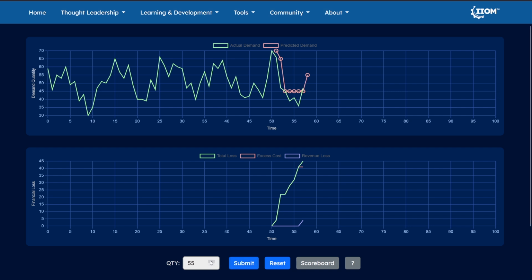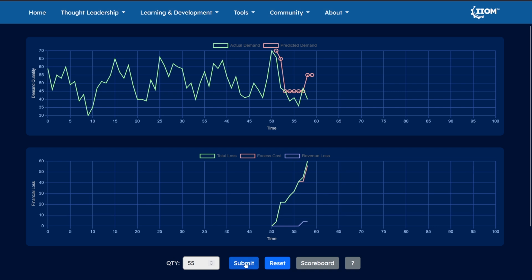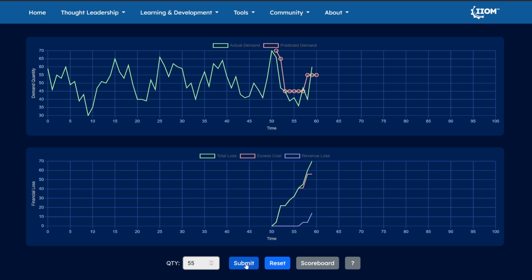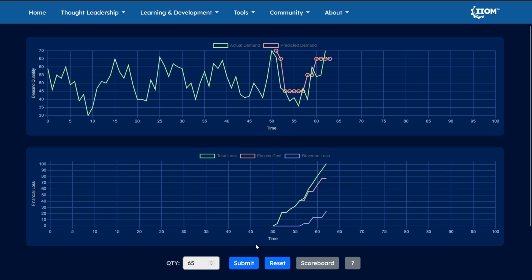Now I forecast demand will continue to rise due to the cyclical nature. And yes, it did. So here it shot up again. In the next period, I forecast it will continue to go up. So I increased my forecast a little bit. All right. And here, yes, indeed it did.